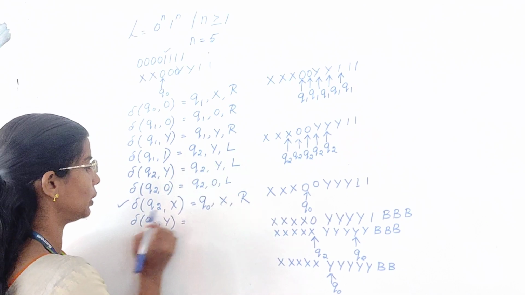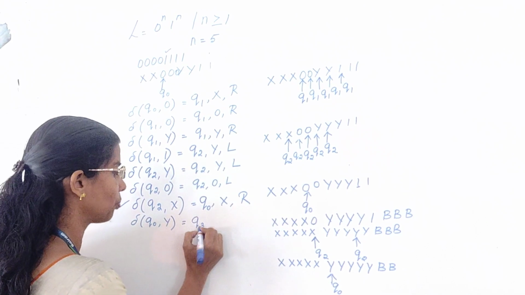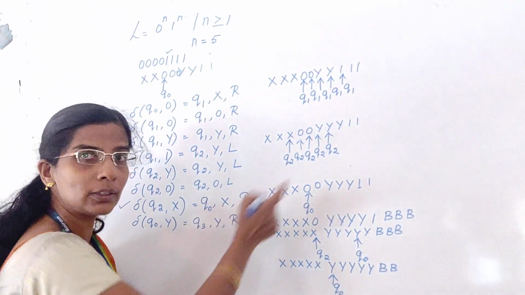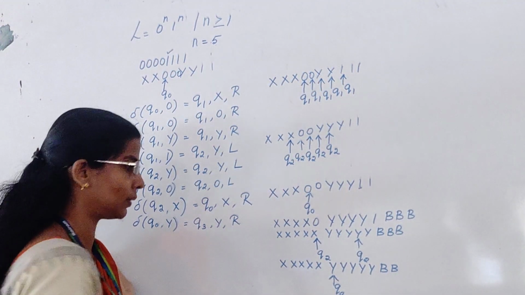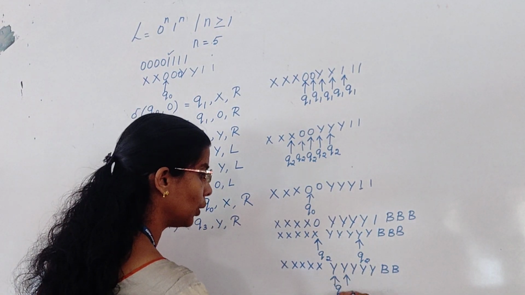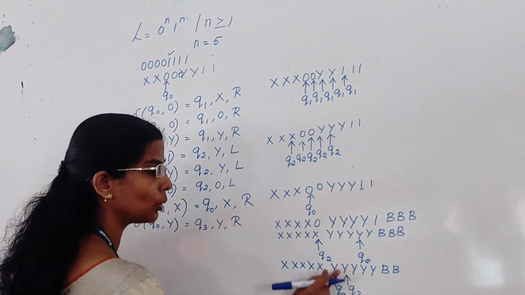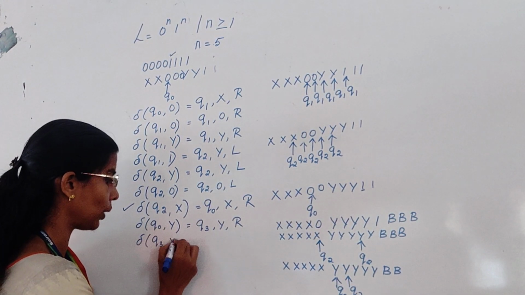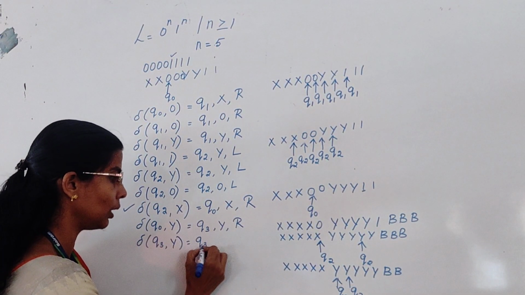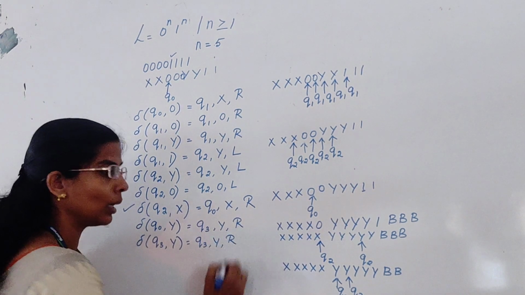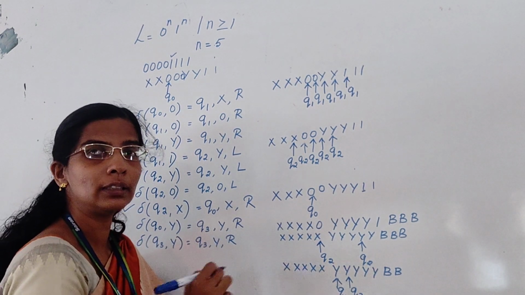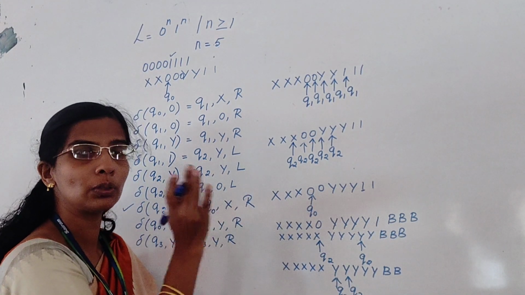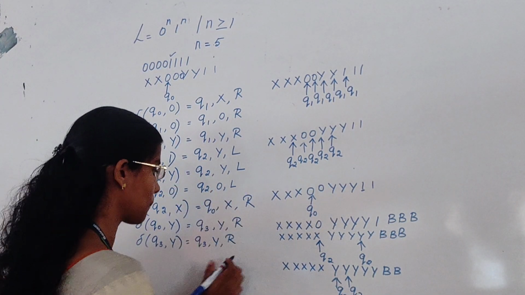Till Q2 it is over, so I'll write Q3. Y remains the same. I'll be traveling towards right to reach my blank symbols. So it is Q3. Now Q3 is reading Y. You can write Q3 comma Y. It will be Q3, Y remains the same, direction is right. Until you reach your blank, just travel right without disturbing the tape.